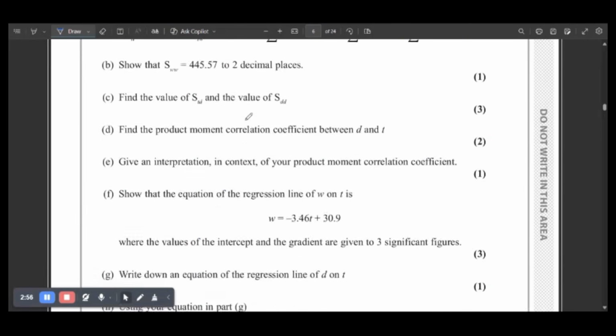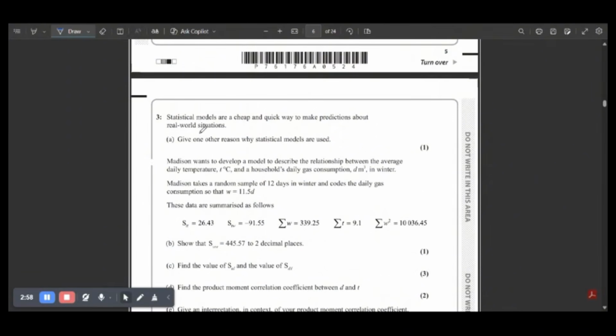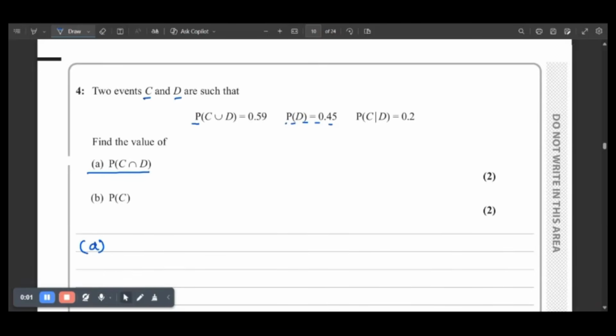So this was question 3. We can now move to question number 4. For question number 4, we see there are two events, C and D, and the probabilities related to them are also given. This is the probability of C union D, this is the probability of D, and this is the probability of C given D. In part A, we are asked to find the probability of C intersection D.